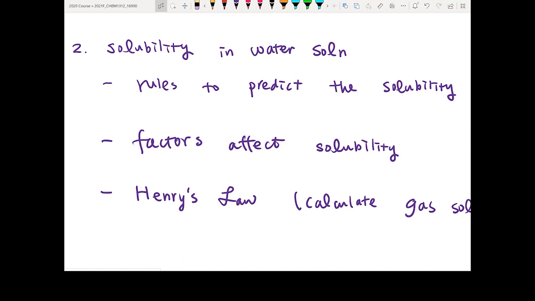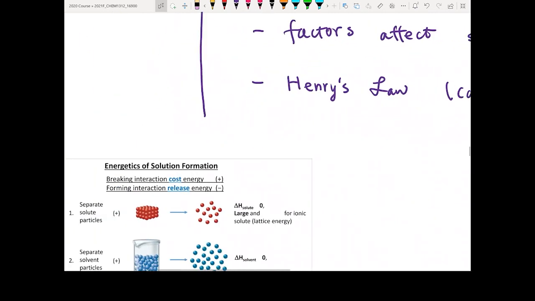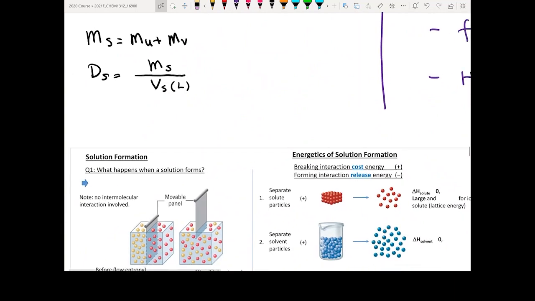Henry's law is just a very simple equation that tells you that if you know the pressure of a certain species in the air, you can predict how much of that is going to dissolve in your water solution. So that's one of the very last concepts we want to introduce in today's lecture. So that's a quick summary of today's lecture. Then we can get back to your lecture notes.